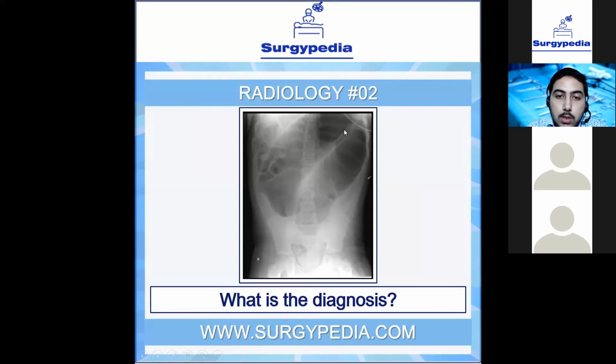It is also known as bent inner tube or tire sign because it looks like an inner tube of a tire. Nowadays we don't have tubes inside tires. We have tubeless tires. But in my childhood, we had tubes inside tires, which if you bend, it's going to look sort of like this. So this is sigmoid volvulus.